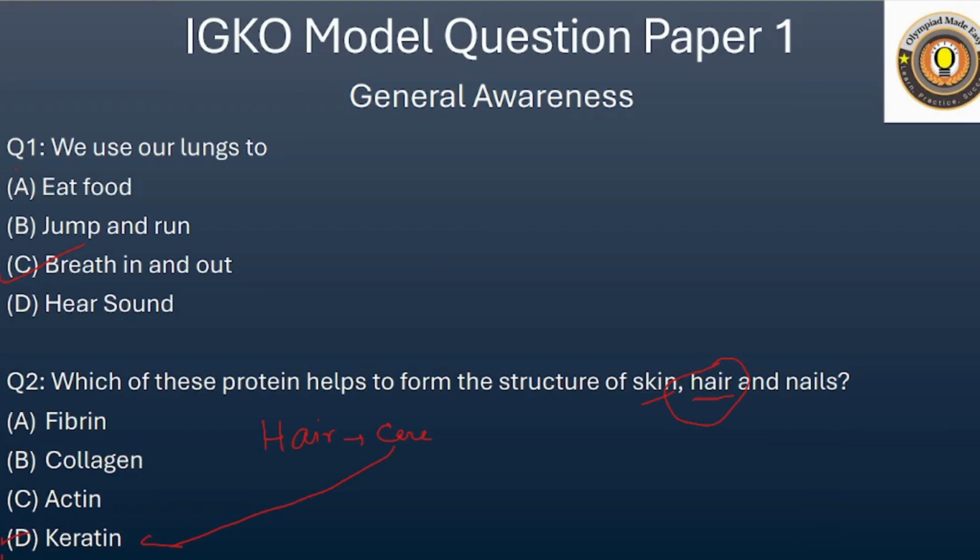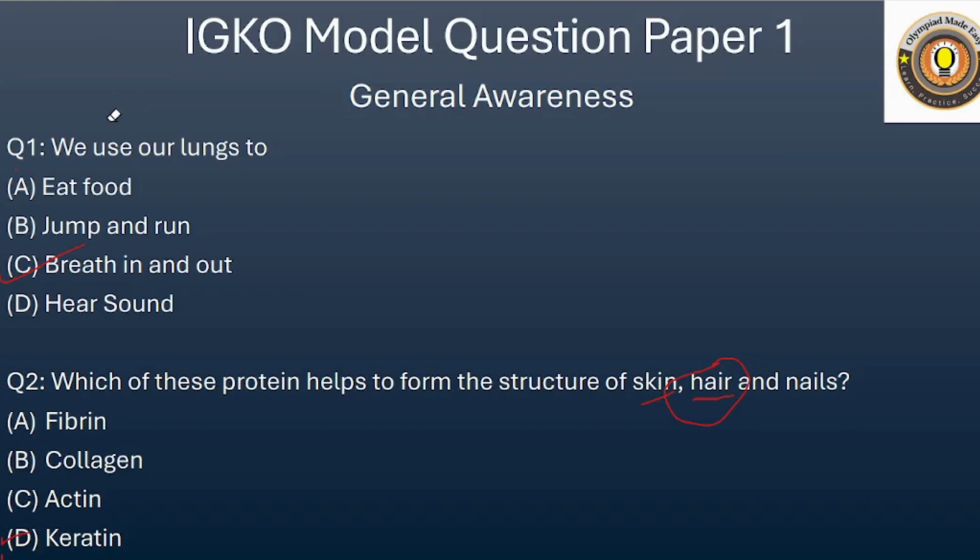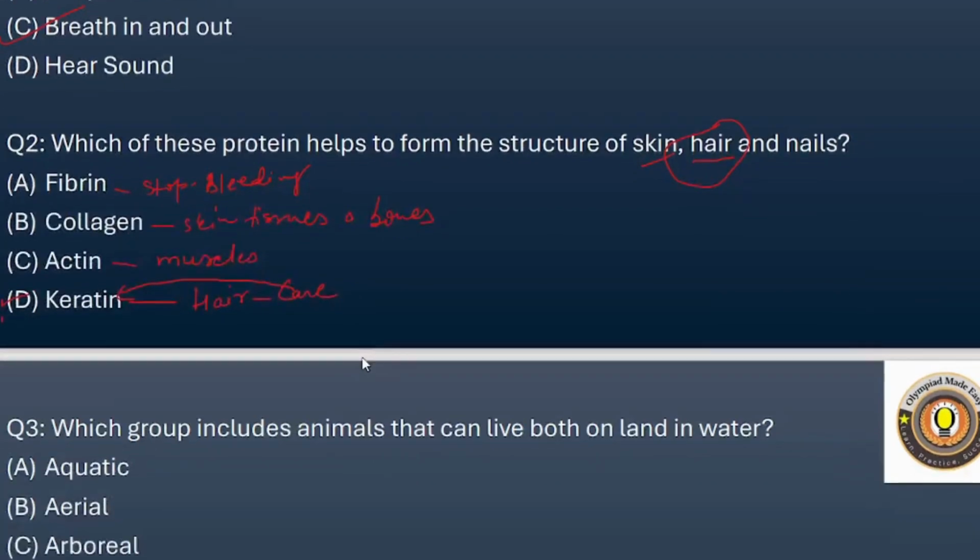Okay, let's quickly talk about all these proteins so that your concept gets clear. Fibrin. What is fibrin used for? Fibrin is present in blood and helps to stop bleeding. So wherever you see stop bleeding, then fibrin is used. Collagen is present in skin, tissues, and bones. Actin is present in muscles. Keratin, I told you, just keep this in mind: hair, here, sounds like keratin. All right, moving on to the next question.